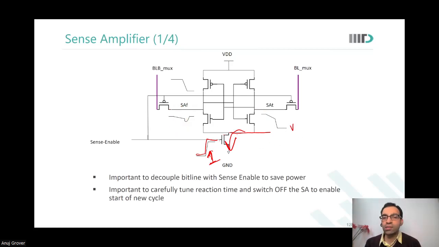SAF would also come down a little, but it will go back up. Finally, the difference between SAT and SAF would be something like this. Full VDD swing. Is that okay? Any questions?